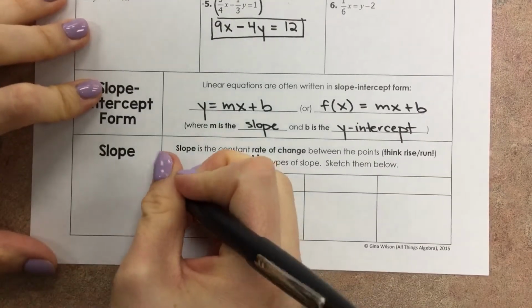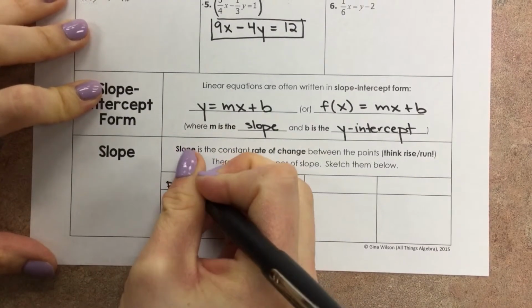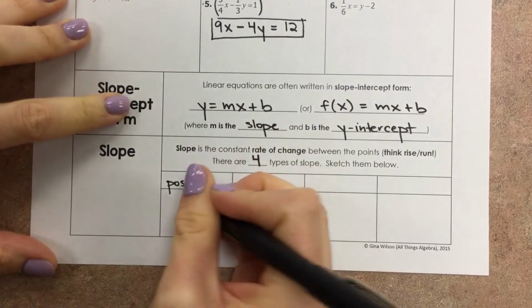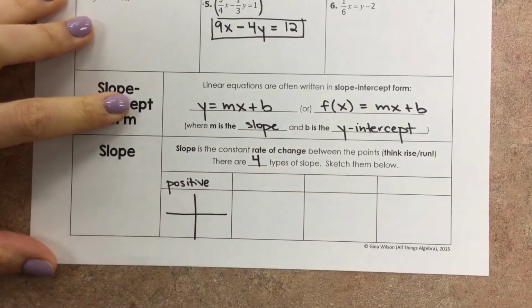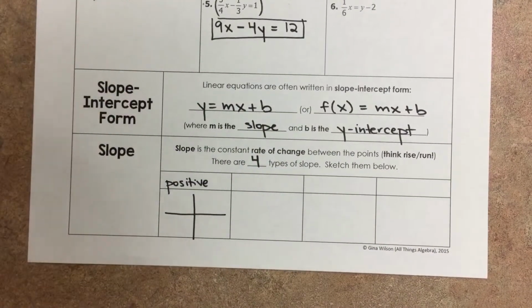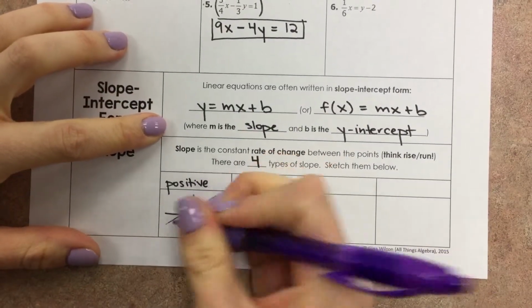So you might have a positive slope. That would look something like this. So we've got our coordinate system like this. I'm going to use just a different color so the line stands out. A positive slope would be just an example like this.